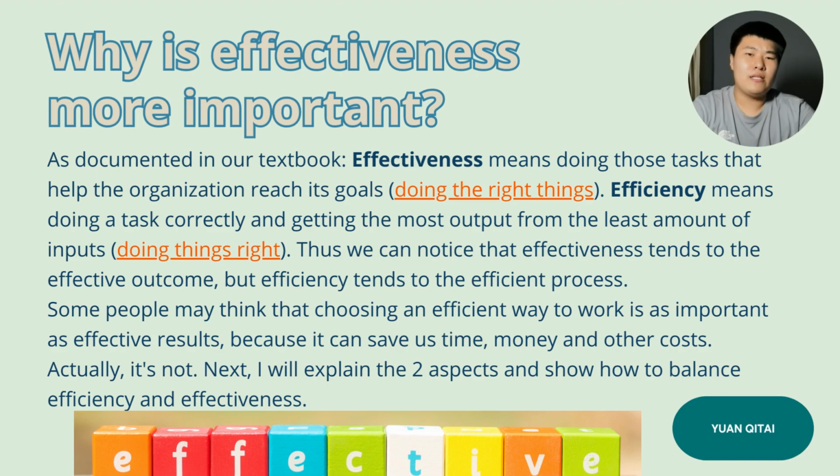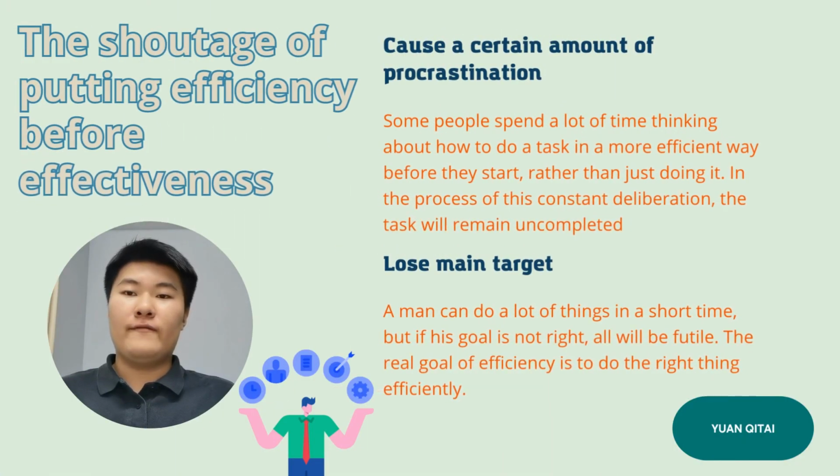Some people may think that choosing an efficient way to work is as important as effective results, because it can save us time, money, and other costs. But actually, it's not. Next, I will explain the two aspects and show how to balance efficiency and effectiveness. So what if we put efficiency before effectiveness? Then which kind of outcome we may face, positive or negative?